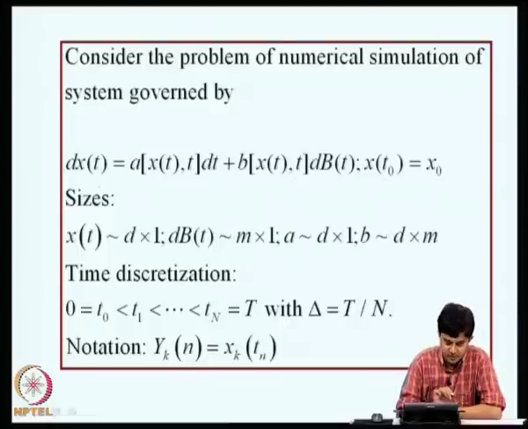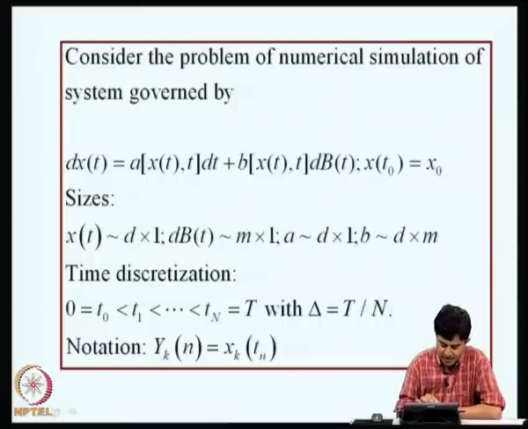Now, I am going to consider vector SDEs. So, x of t is d cross 1, dB of t is m cross 1, a is d cross 1, b is d cross m. What we do is we discretize the time interval 0 to capital T into capital N intervals. We will assume that these time instants are spaced uniformly at a time step of delta, which is capital T by N, and I will use the notation y k of n to denote the kth component in vector x evaluated at time t n.